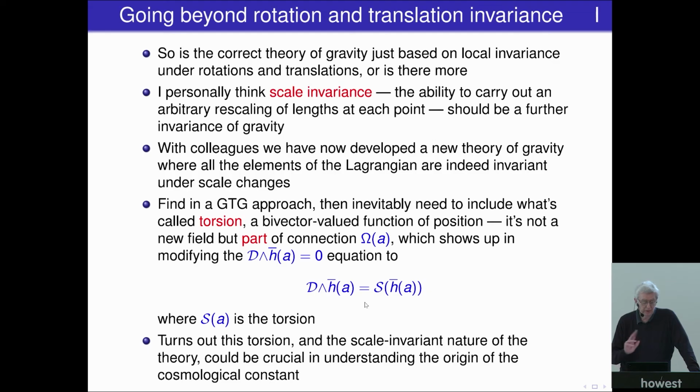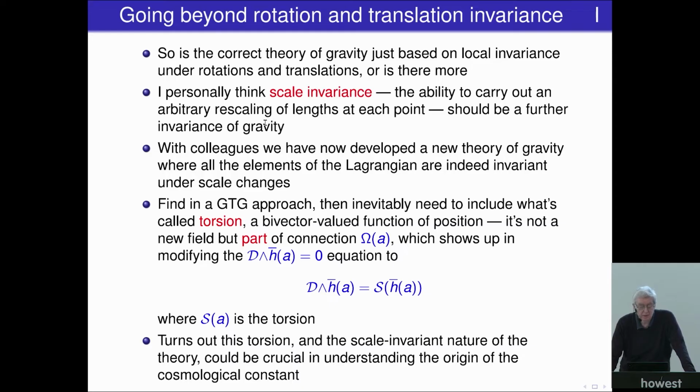Now, just to finish on the gravity bit, is the correct theory of gravity just based on local invariance under rotations and translations or is there more? I personally think that we want to bring in further invariance, that is scale invariance, the ability to carry out an arbitrary rescaling of lengths at each point, that this should be a further invariance of gravity. So we can rotate, we can translate. What's the other thing that we might want to take from conformal transformations that's a continuous thing you can do? That's scale invariance.